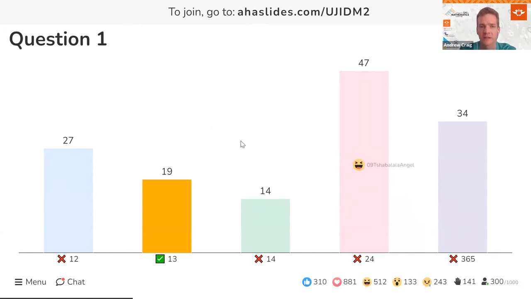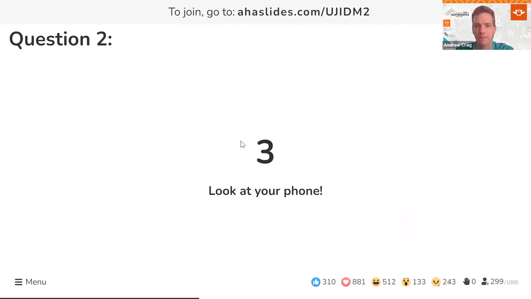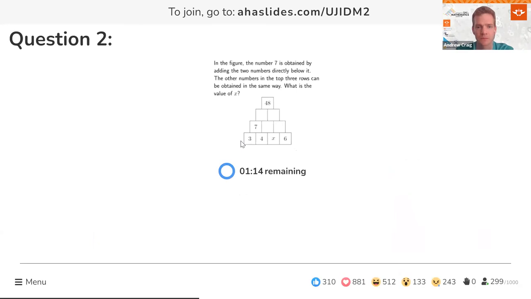Question two coming up. It's going to be a hard one to read out. We've got a picture. In the bottom row, there are four boxes: 3, 4, X, and 6. In the second row, there are 3 boxes: 7, blank, blank. Then 2 boxes, 2 blanks. And the top box has 48.